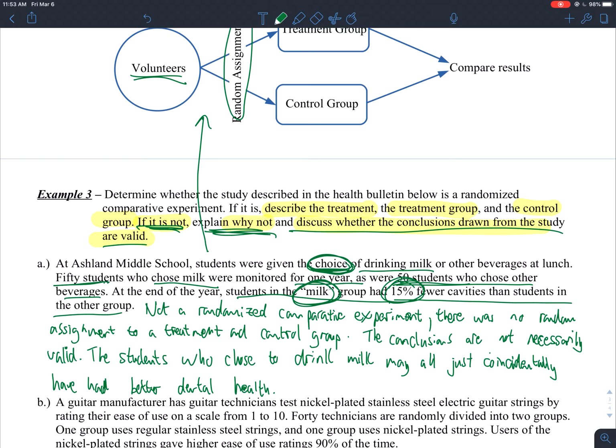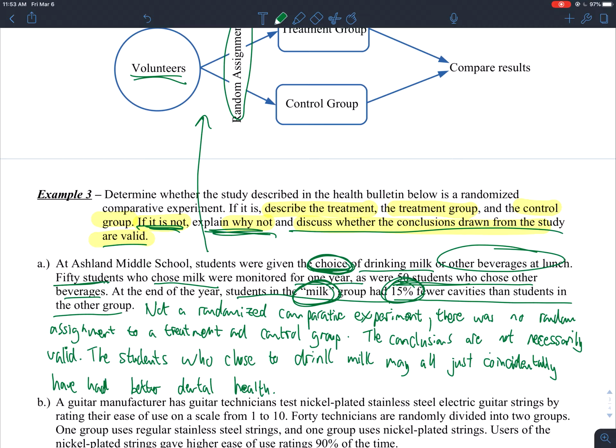Okay? That's it. Maybe all the people who say I want to drink milk, maybe milk is healthier than other beverages. Maybe the other beverages people chose to drink were all soda. And soda contains a lot of sugar, and that's bad for your teeth and dental health, okay? And so there are so many reasons that you can come up with for this being the case.